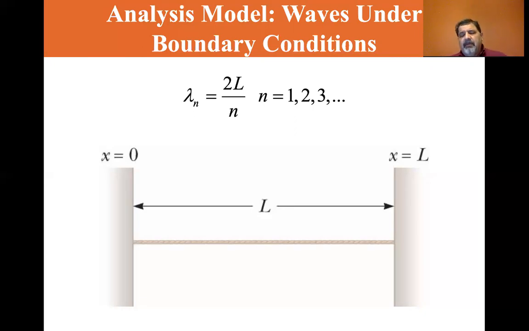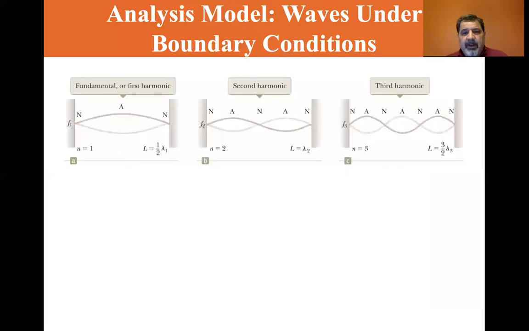So by its nature, the fact that it's anchored on both ends, nodes will have to appear at the ends. In other words, the string's not free to move at the end, so it's going to have to be a node. It's going to be anchored there. So the fundamental, or the first harmonic, is shown here, where you have a node at either end and you have an antinode. So n equals 1, so the length is equal to 1/2 lambda 1. In other words, it's a half wavelength.